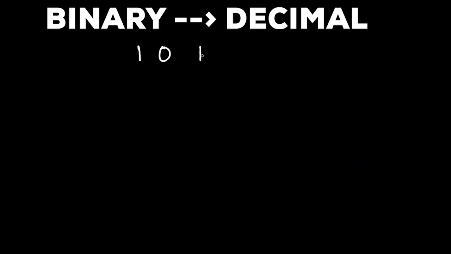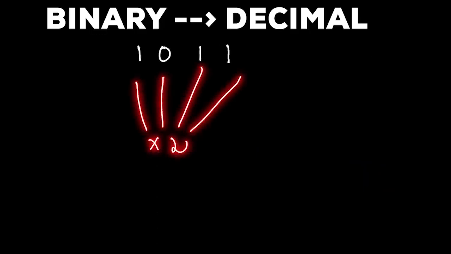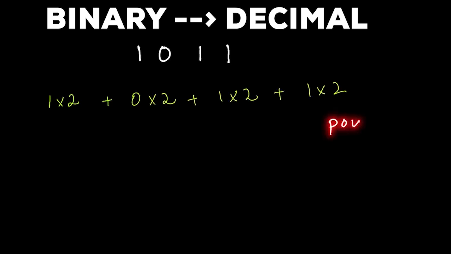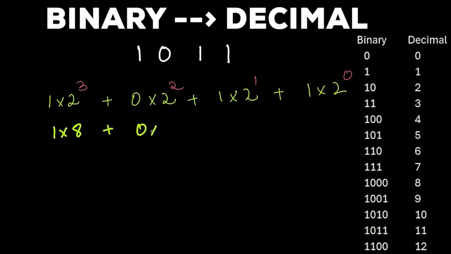Now converting binary to decimal, 1011 is our question. For this conversion we need to multiply each digit by powers of 2 and add them. We need to add powers to the value of 2. We will add powers from right to left in incremental order starting from 0. So 0, 1, 2, 3 will be the powers. And after adding powers we will simply solve it, and 11 is the decimal equivalent of 1011.